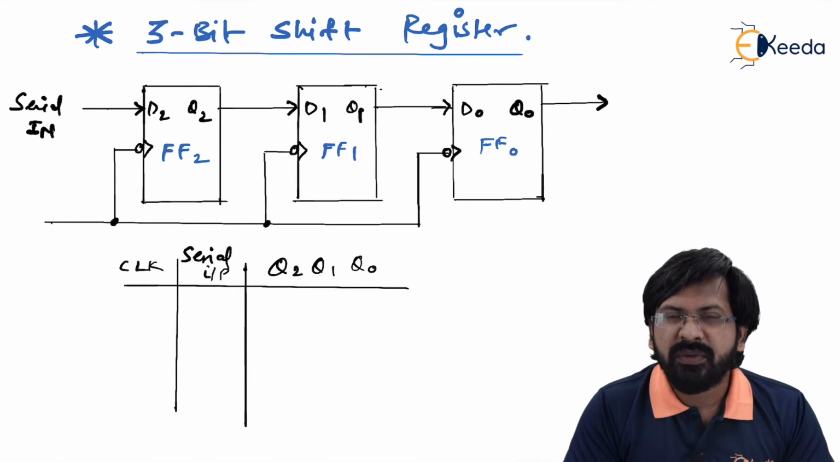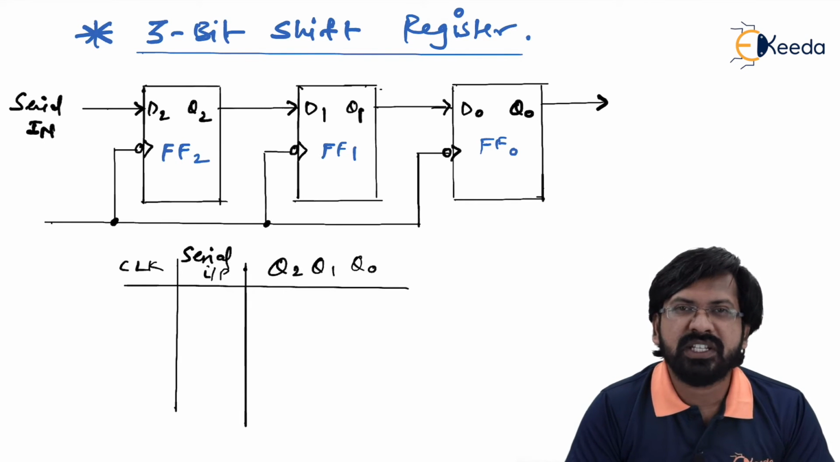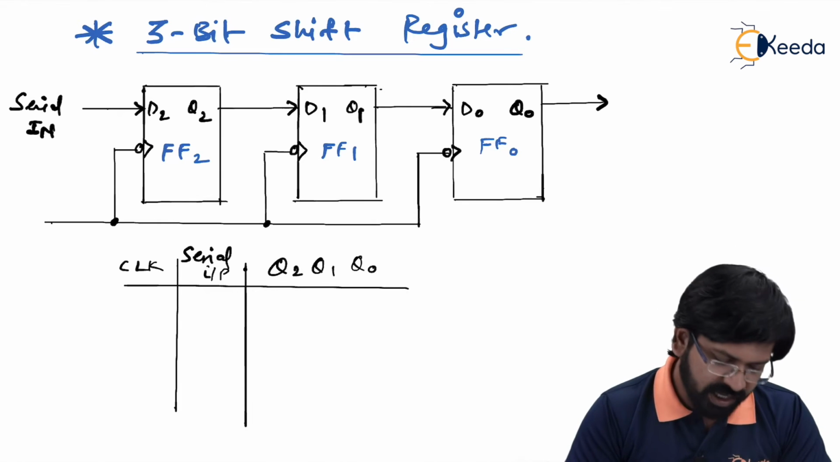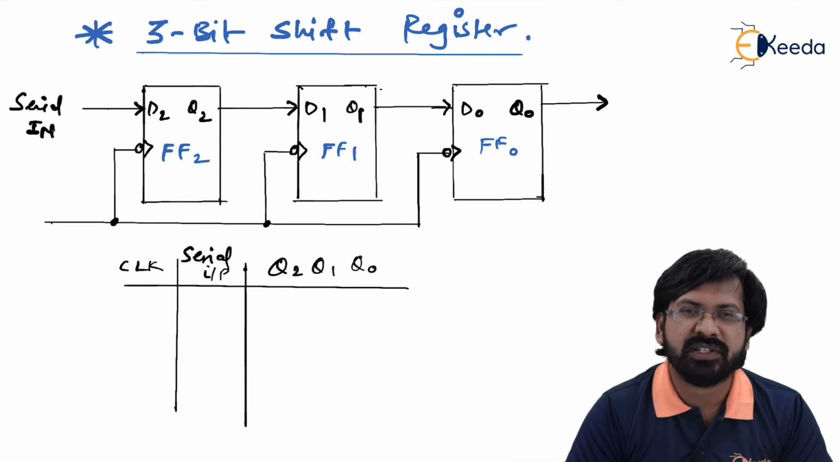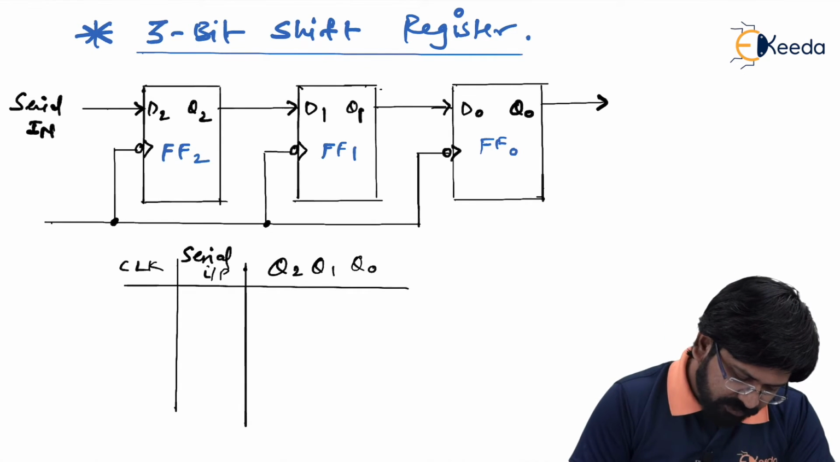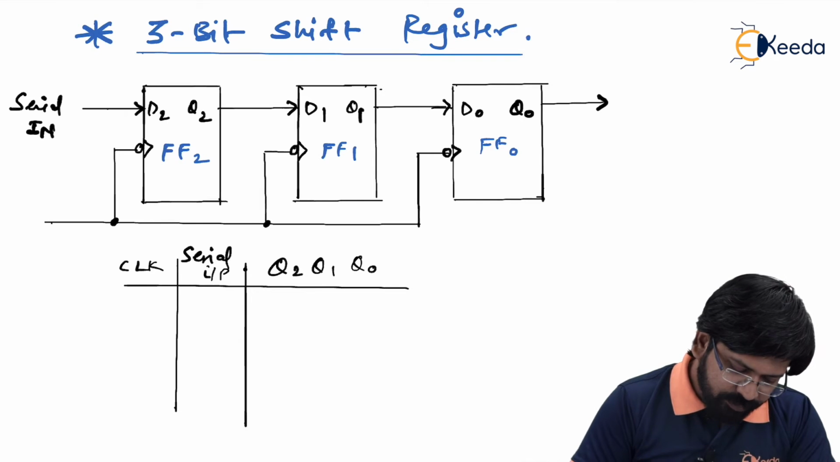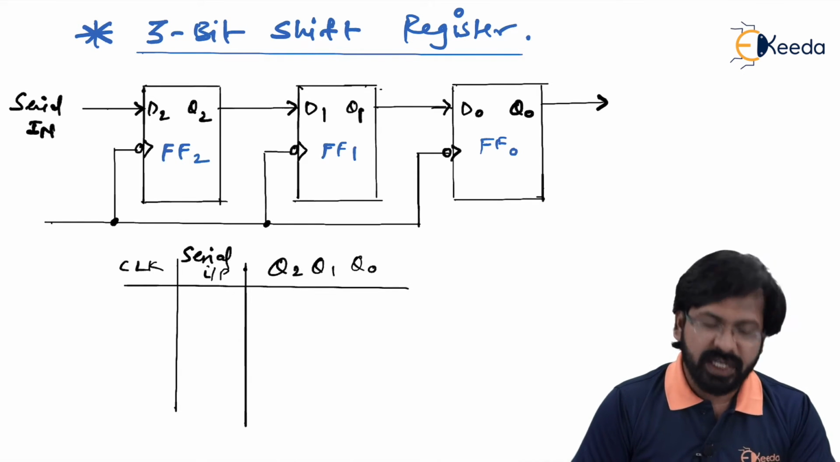For example, even though you have decided that you have to use either JK or T flip-flop or SR flip-flop, then you have to configure that respective flip-flop into a D flip-flop first, and then only you can use it in a shift register. So what I have done over here, I have used 3 flip-flops, that is flip-flop 2, flip-flop 1 and flip-flop 0. I have applied serial input to the D2 side.